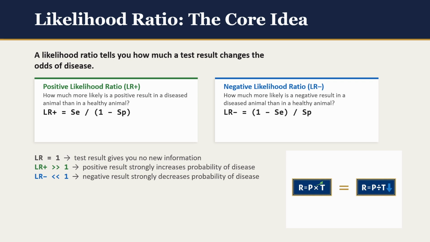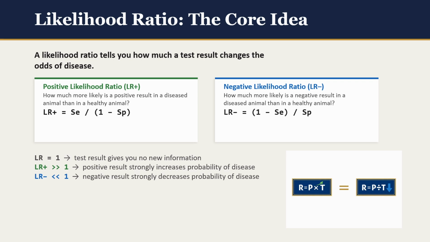The negative likelihood ratio, LR minus, asks how much more likely is a negative test result in a truly diseased animal compared to a truly healthy one. This one is a little counterintuitive. We're asking about negative results in sick animals, which is the false negative rate. If LR minus is 0.05, a negative result is 20 times more likely to come from a truly healthy animal than a truly sick one. A very reassuring negative.